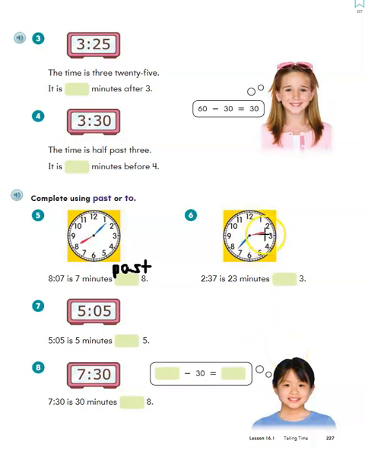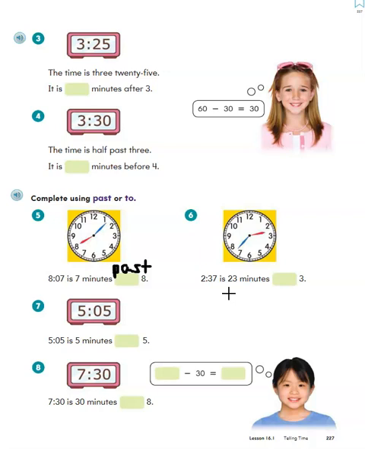Notice there's our hour hand in between the 2 and the 3. That tells us it's still in the hour of 2. And our minute hand is over here just past that 7. We know that that would be 5, 10, 15, 20, 25, 30, 35, 36, 37. So 2:37 is 23 minutes blank 3.